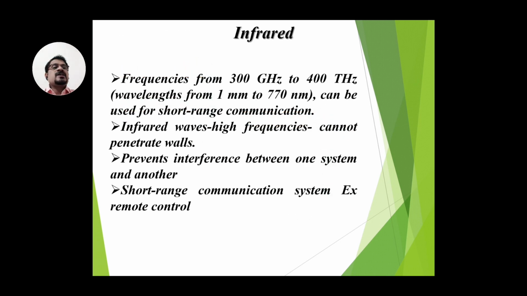Now lastly we can see infrared, with frequencies from 300 gigahertz to 400 terahertz. The wavelengths are from 1 millimeter to 770 nanometers, which can be used for short range communication. We know that waves with higher frequencies cannot penetrate walls. So they will not penetrate the walls, which prevents interference from the other side, and so they are used for short range communication.